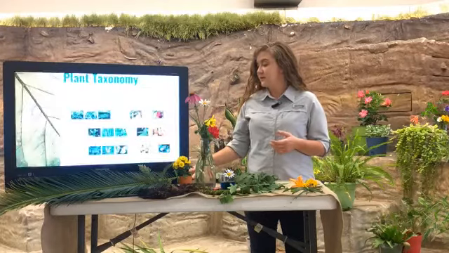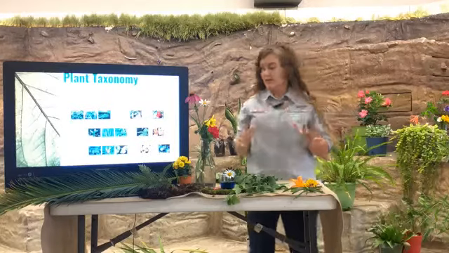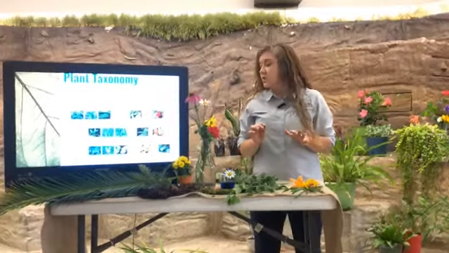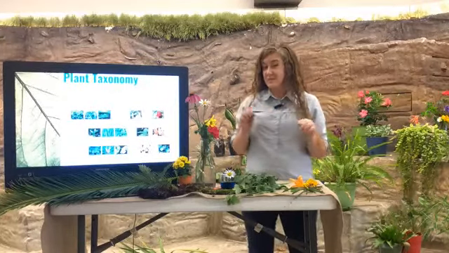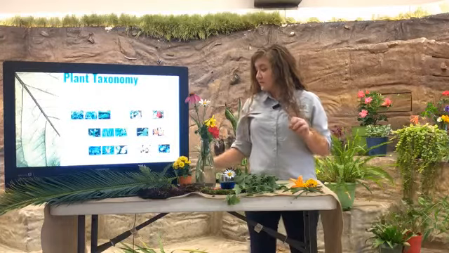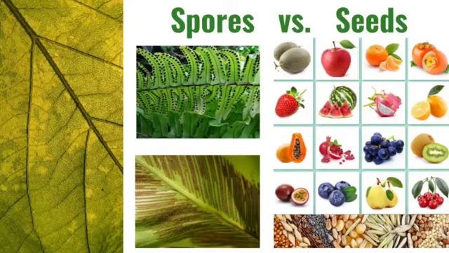And then today we're going to break those down a little bit more from just vascular and non-vascular. We've already talked about our mosses being our non-vascular, but we're going to talk about our vascular plants today. When you look at vascular plants, you're going to split them into two groups. One is going to be the spore producing, and the other one is going to be seed producing.